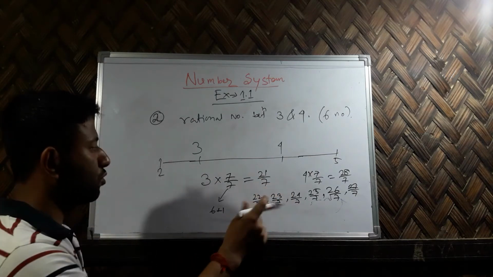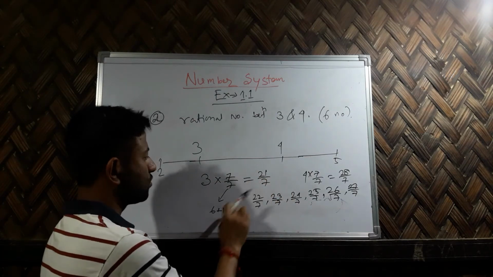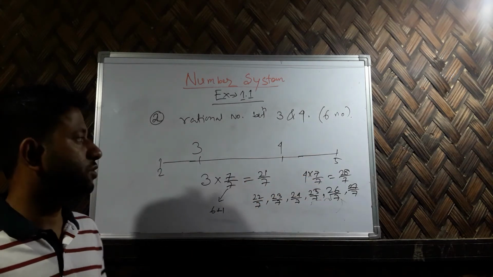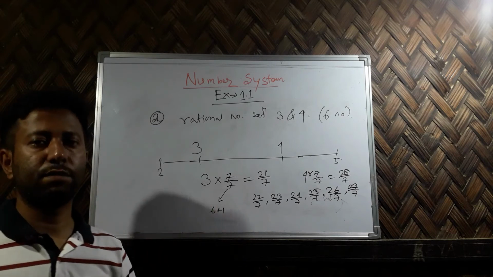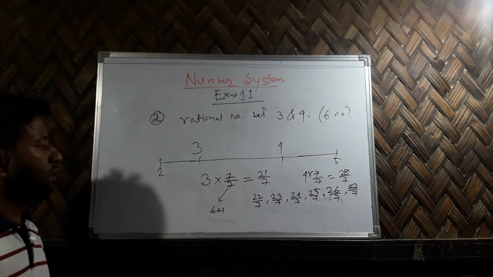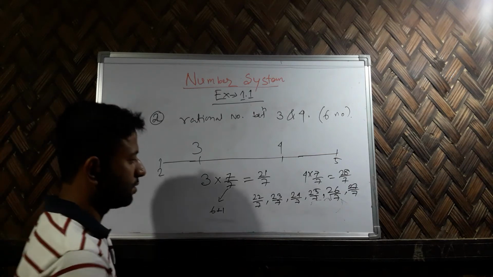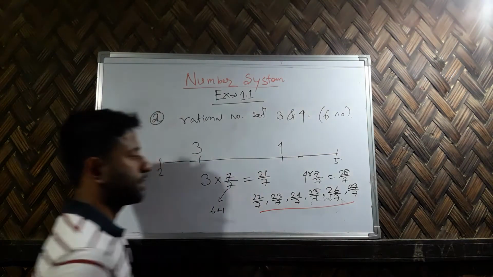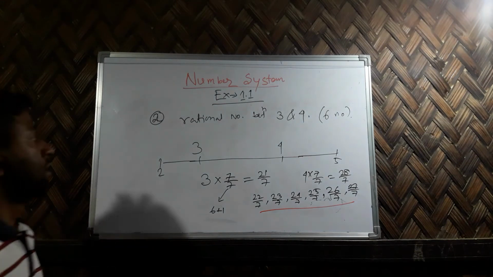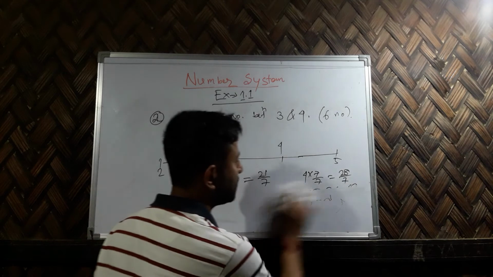Now if they had asked for 5, what would I do? Here I would take 5 + 1, that is 6, and divide the numerator and denominator by 6. In this way I can represent any rational number in between any two numbers. So that is the thing, this should be my answer. Okay. Now, this is the question number 2.